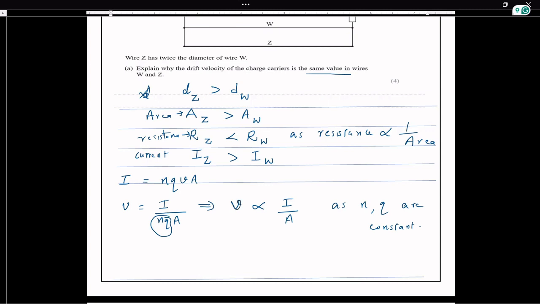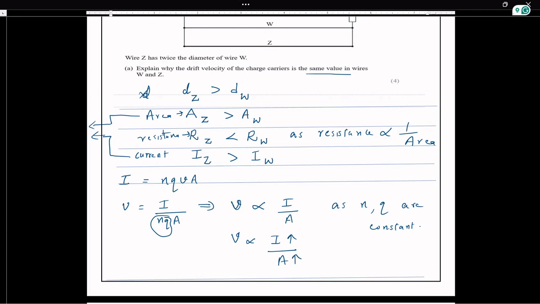Now let us go back to see the relation here. In which way are the area and the current changing? Look at these two terms, the current term and the area. The current is increased, the area is increased. Both are increased. So in this equation, when both current and A are increased, what is happening to the drift velocity? The drift velocity will remain the same.